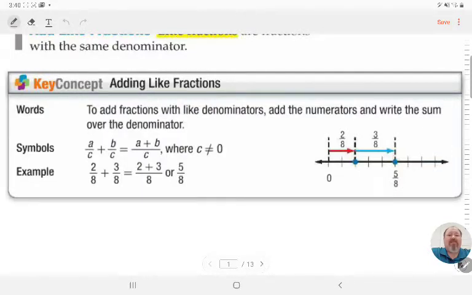So for example, if I have 2/8 plus 3/8, I would simply add the numerators, 2 plus 3, which would be 5, and put it over the denominator of 8. Okay? And you can see from the number line, 2/8 plus 3/8, if we added them all together, 1, 2, 3, 4, 5 is 5/8.